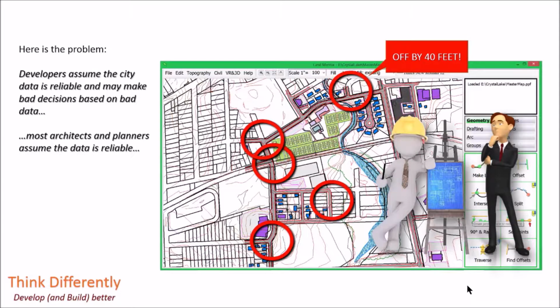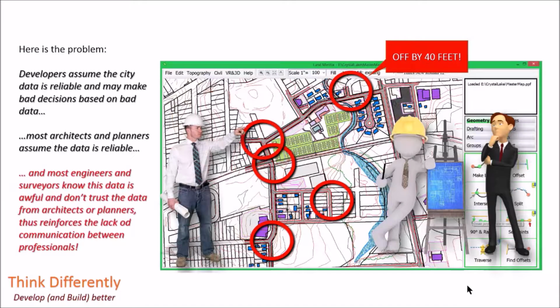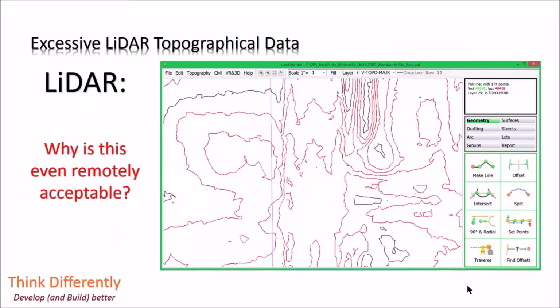And here's the problem. Most architects and planners assume the data is reliable. It's not. So what happens is the surveyors and engineers that get data built off the GIS from architects and planners, as soon as they see a wrong number and their liabilities are based on it, they throw out all of the data. They say, yeah, it's just planners and architects. I'm going to do my own thing. And that reinforces a lack of communication between these professionals. So it creates the uncollaborative industry that plagues land development. So all of these are important.